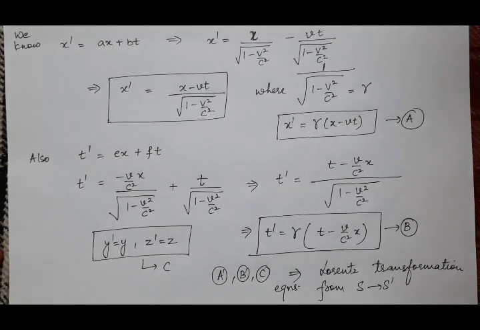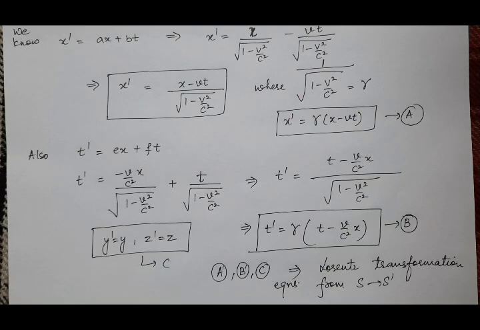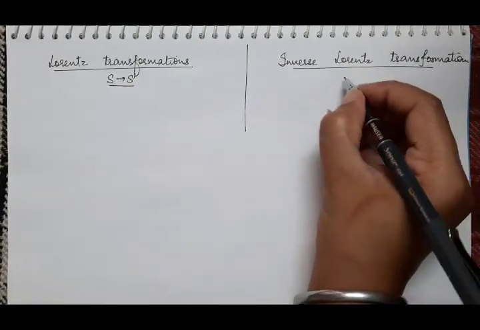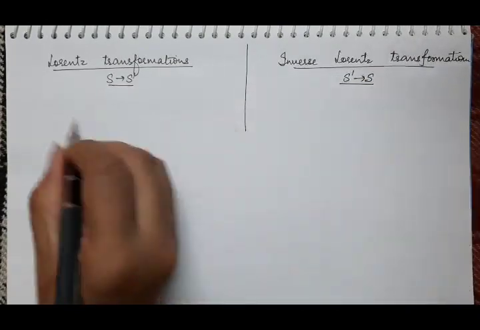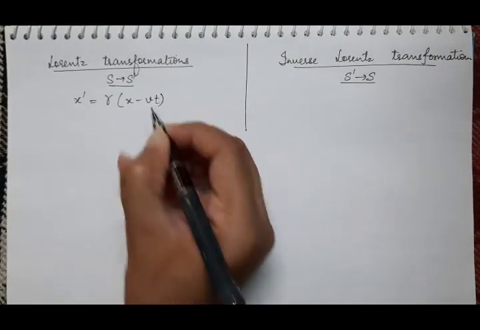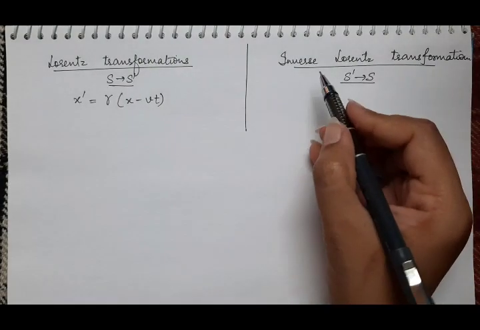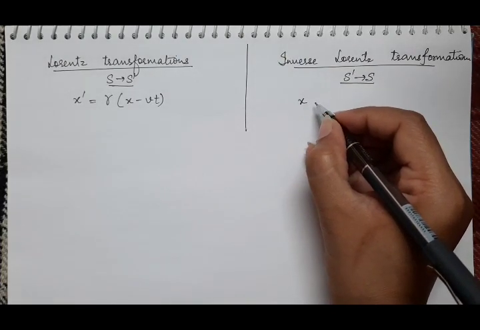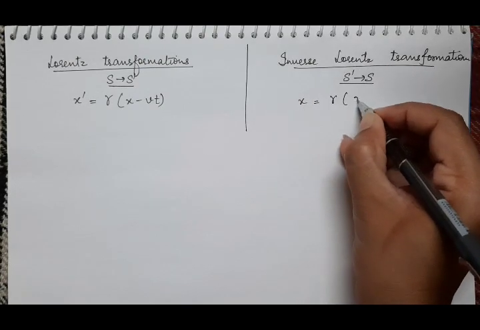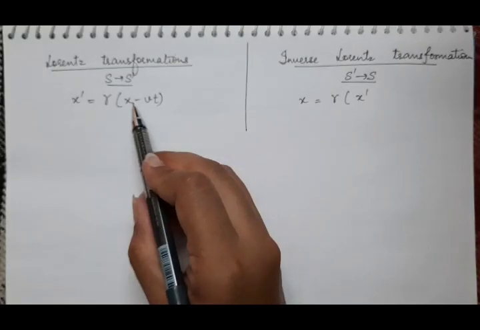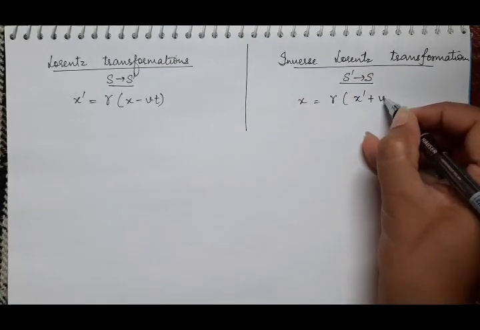So what will be the inverse Lorentz transformation equations? For inverse Lorentz transformation equations from S dash to S. So in case of Lorentz transformations from S to S dash and inverse Lorentz transformations from S dash to S, here we will have x dash is equal to gamma x minus vt, and in case of inverse Lorentz transformations, x dash, y dash, z dash, t dash will be known, and we will calculate x and it will be equal to gamma x dash, and as compared to frame S dash, frame S will be moving with velocity minus v, so minus into minus v will be plus v, so here we will have plus v t dash.